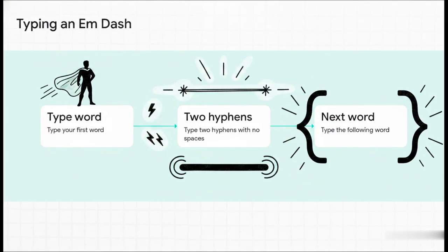And here's how you actually summon this action hero onto your screen. It's kind of a neat little trick on most computers. You just type your first word, then type 2 standard hyphens right in a row with absolutely no spaces, and then type your next word. Most word processors will magically snap those 2 little hyphens together into one long dramatic M-dash. And please, notice this absolutely crucial detail for standard American-style writing. The M-dash touches the words on both sides. 0 spaces before it, 0 spaces after it.